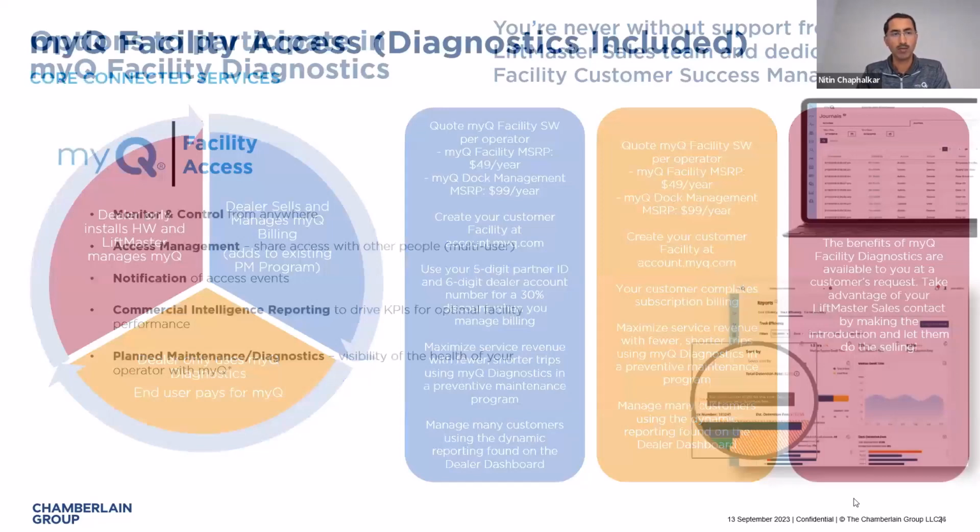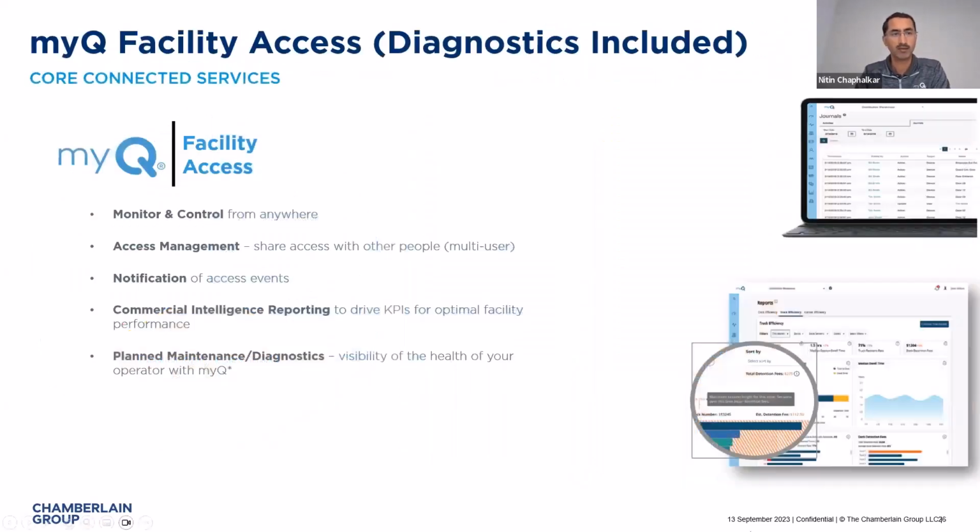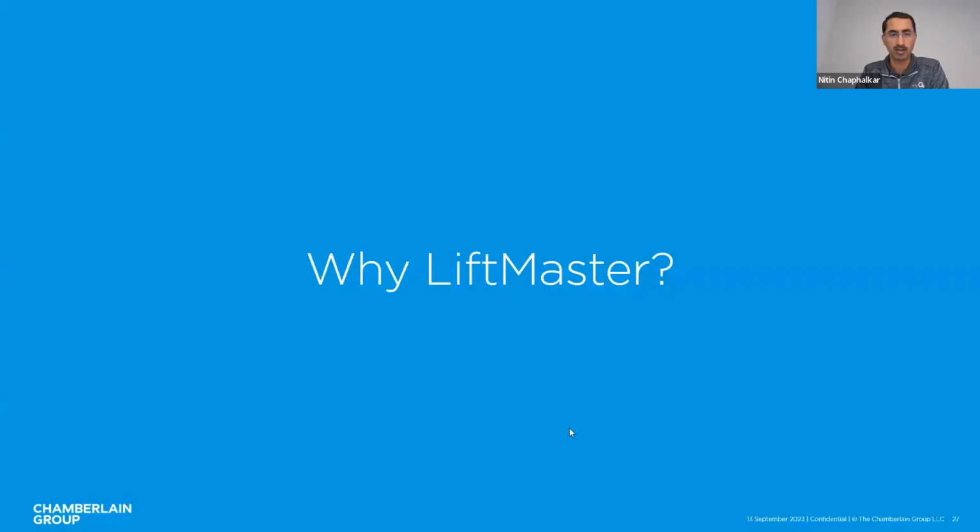So what is included? We talked about this. We can do remote monitor and control from anywhere. We can do access management, where multiple people can access the same access point, notification of access events and a good log, commercial intelligence reporting, and predictive maintenance and diagnostics, which we already talked about.